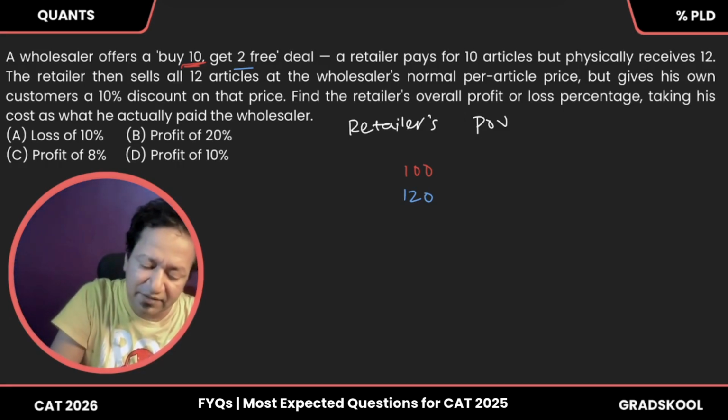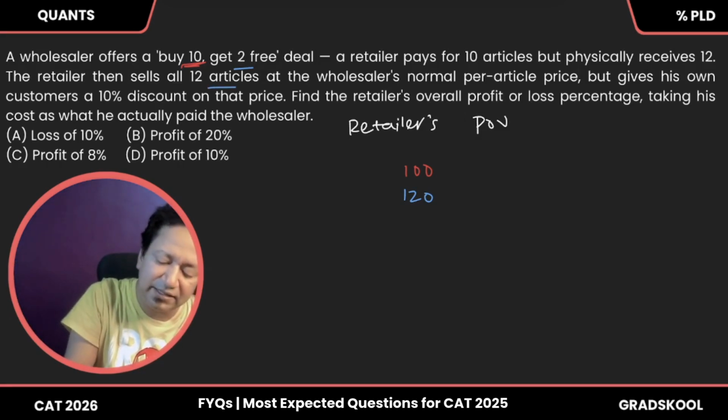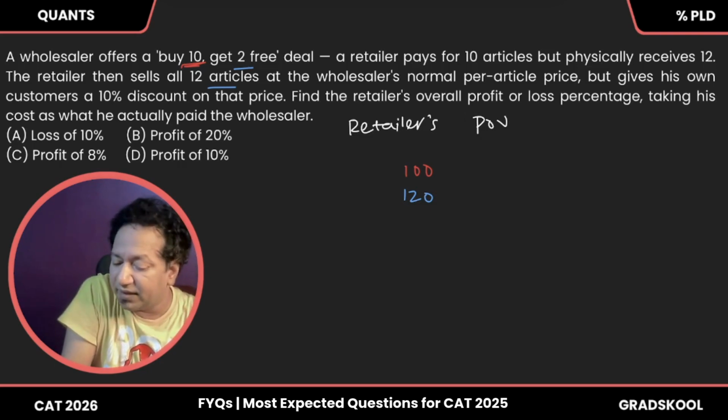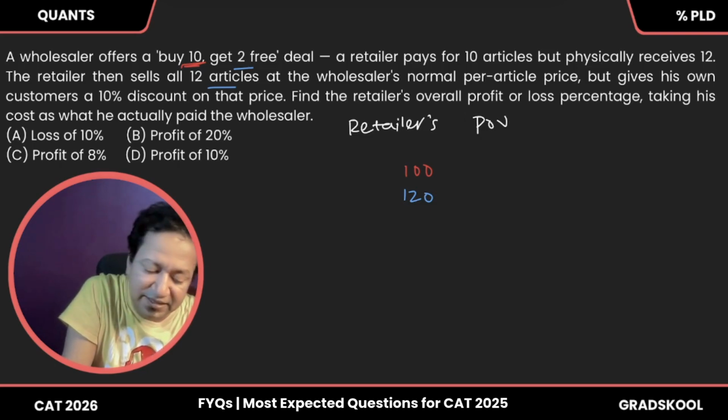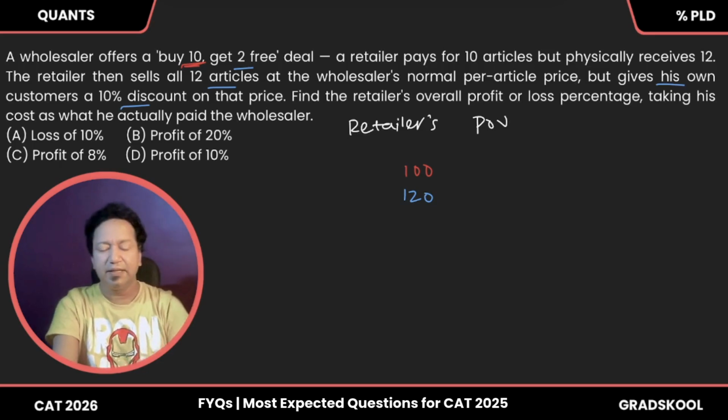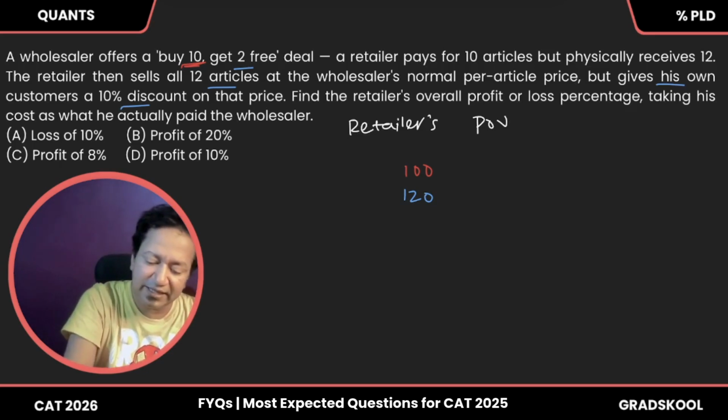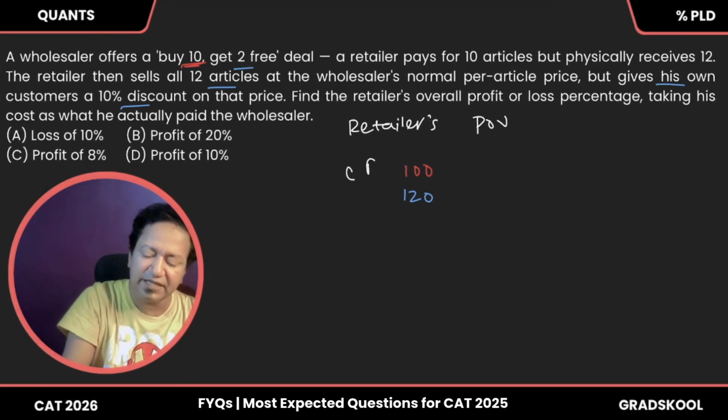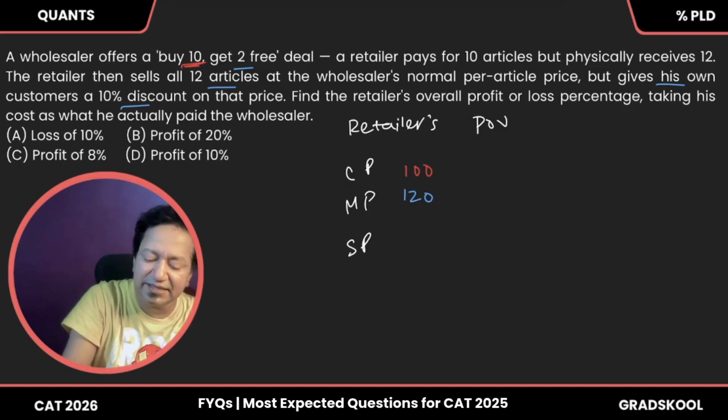Now, what happens after that? He sells all 12 articles at the wholesaler's normal per article price, that is 10 rupees only, but gives his own customer a discount of 10%. Now, as you see here, this is the cost price for the retailer. This is the marked price for the retailer. Selling price is after a 10% discount.